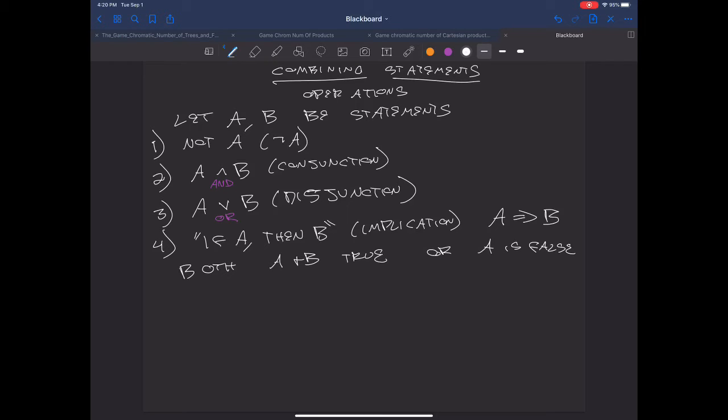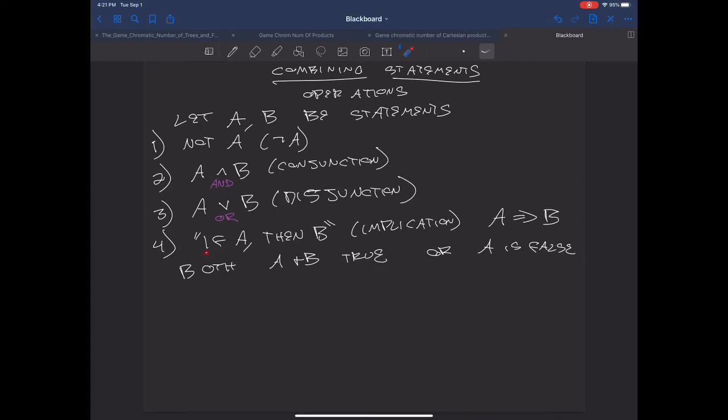All right, so if both A and B are true, then the implication is true. If A is false, then the implication is true. The only time that this new statement is going to be false is if A is true and B is false. And that kind of makes sense.